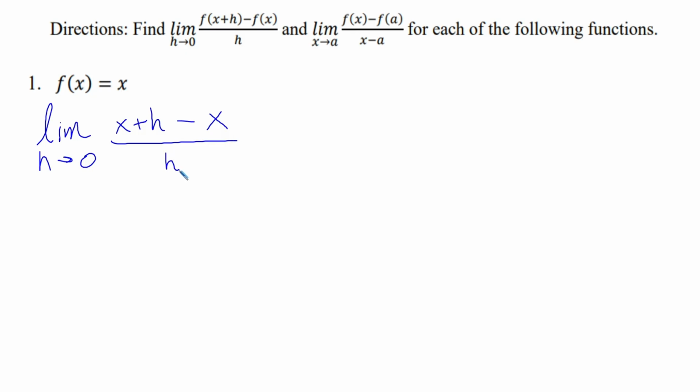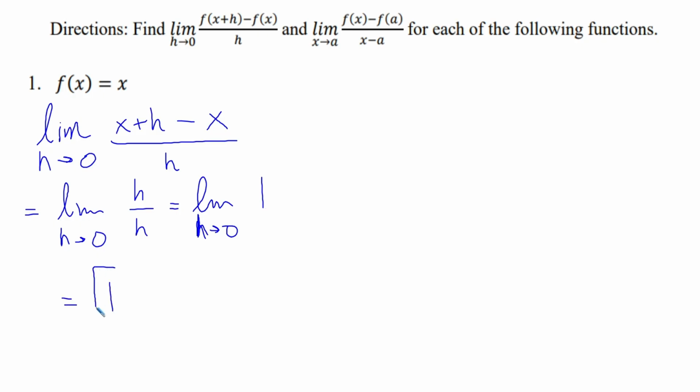We should see that the x and the minus x in the numerator cancel out, leaving us with a limit as h approaches 0 of h over h, which we note is an indeterminate form. But we know that h divided by h is equal to 1 for any value when h is not 0, and since h is approaching 0, it's not 0. And we also know that the limit of a constant is the constant. So we end up with 1. That limit is equal to 1, which means that the derivative of x is 1.